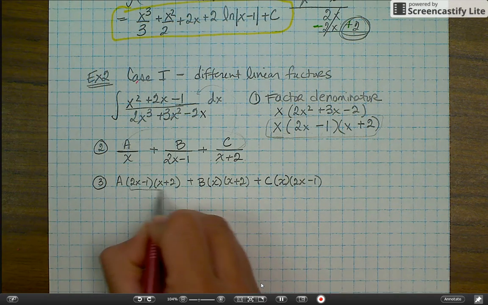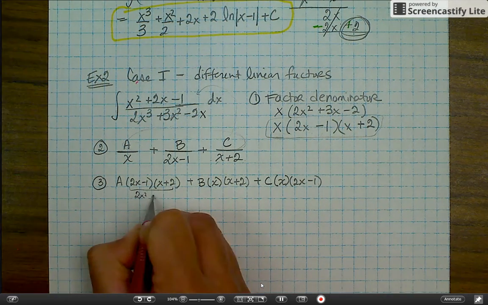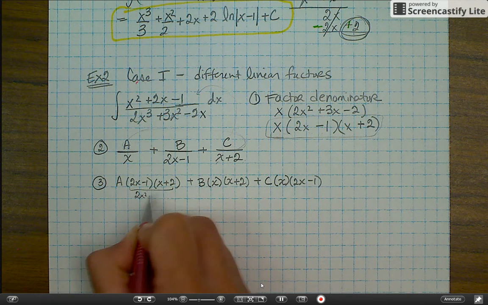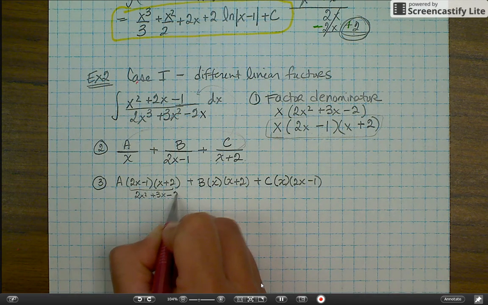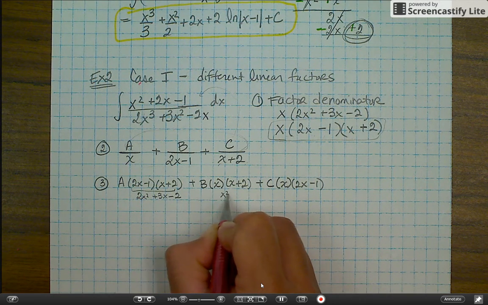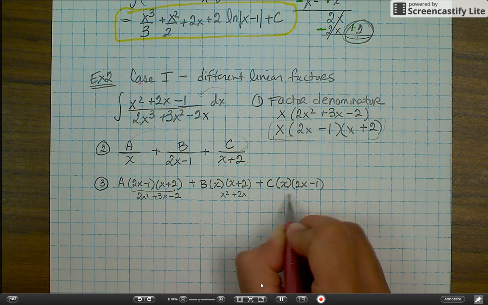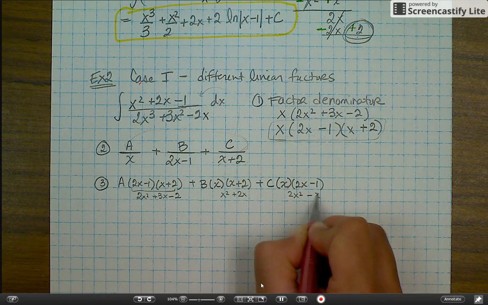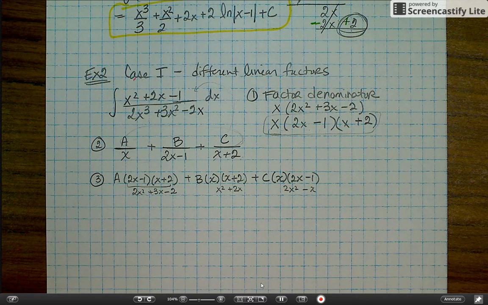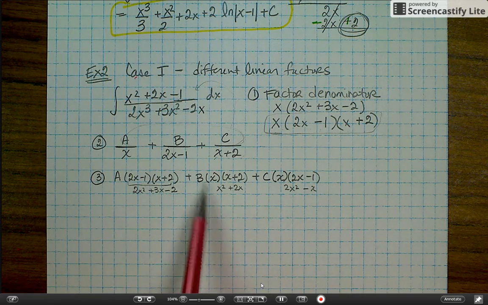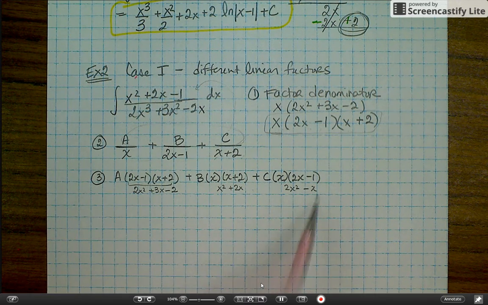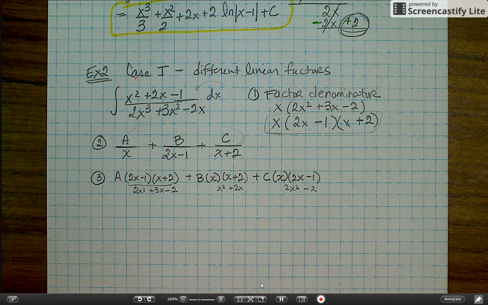So let's see, what do I have here? 2x squared minus x, plus 3x minus 2. And this is going to be x squared plus 2x. This is going to be 2x squared minus x. Okay, do you guys agree? Okay, so now we have that. Now what's going to happen is we're going to distribute the A to all of this, the B to all of this, and the C to all of that. Quite torturous.